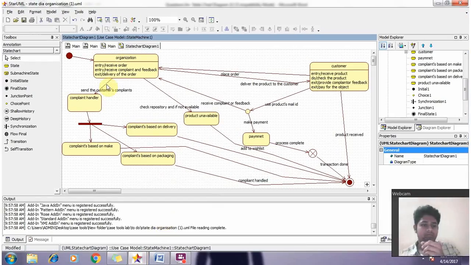This is the state chart diagram. This is the initial state, which starts this process, and this one is the final state, which ends the whole process. Here is a class, an object, organization, and inside that there are three functions: entry receive order, entry receive complaint and feedback, and exit delivery of the order.